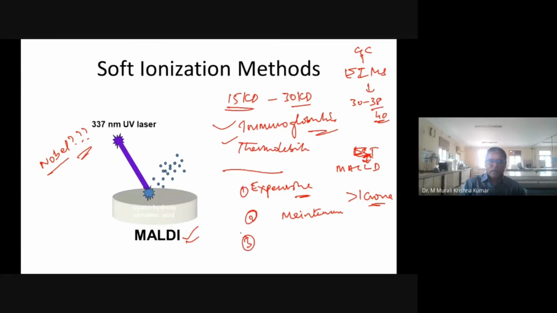Third one is, we are using a matrix. Okay, so when we use a matrix, the matrix may also react with the compound. That's the reason why you will not get the M plus ion. M plus ion cannot be obtained.